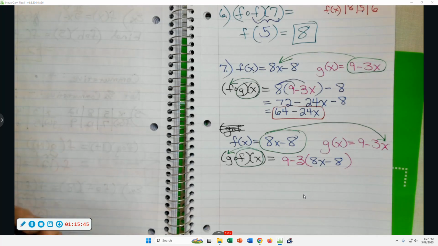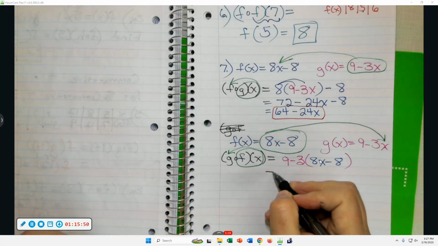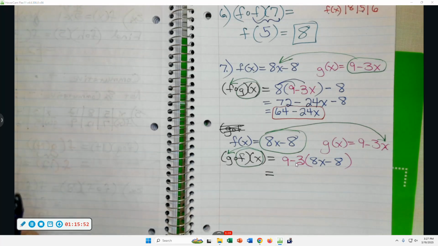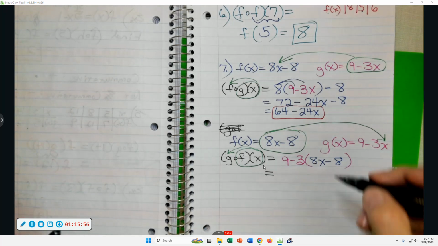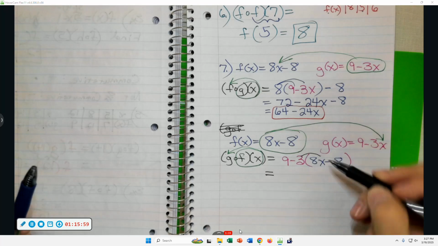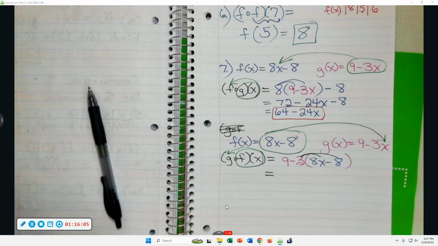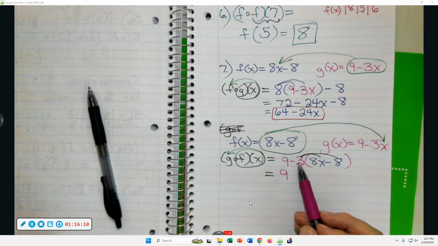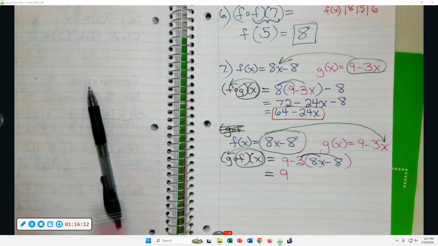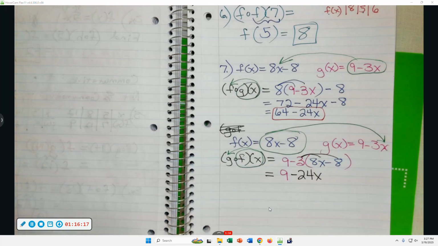And there's only one correct next step. What is it? Distribute the negative 3. You can't subtract 9 minus 3 to get 6. Remember the order of operations: you multiply before you add or subtract. So we're going to have a 9. Let's distribute that minus 3. Negative 3 times a positive 8x gives me a minus 24x.